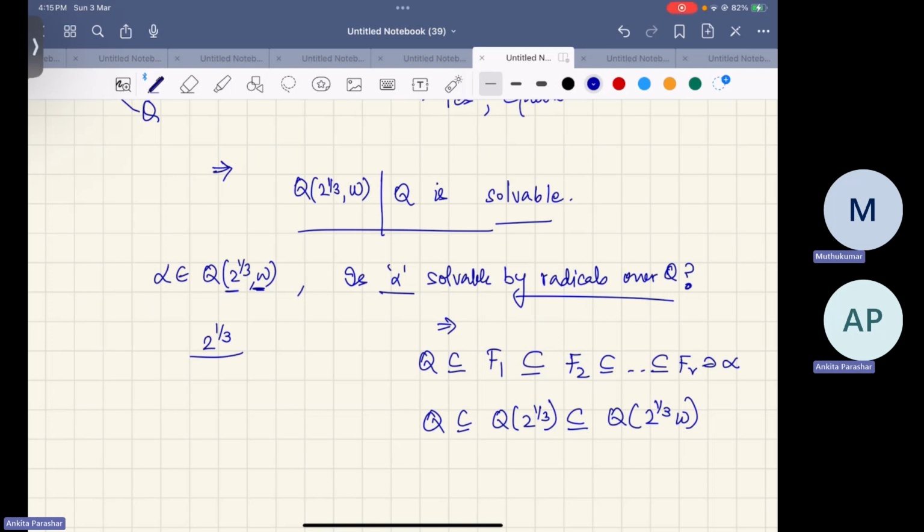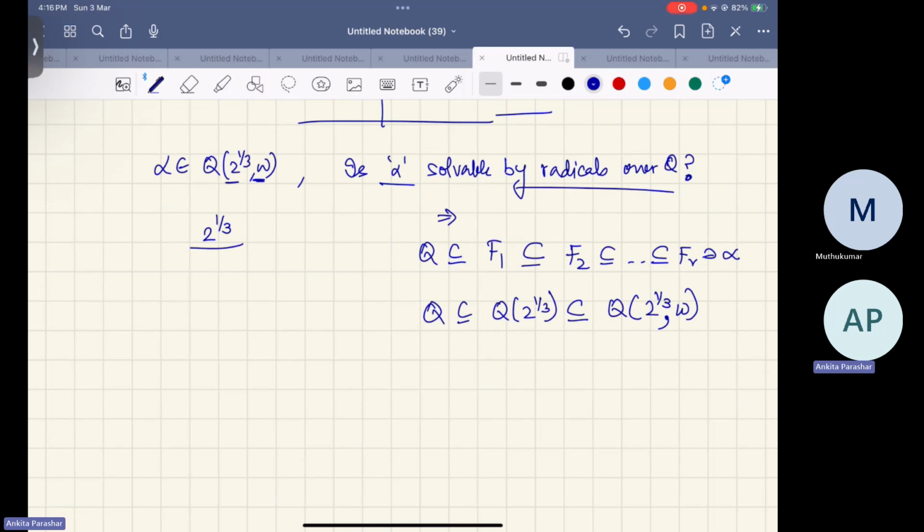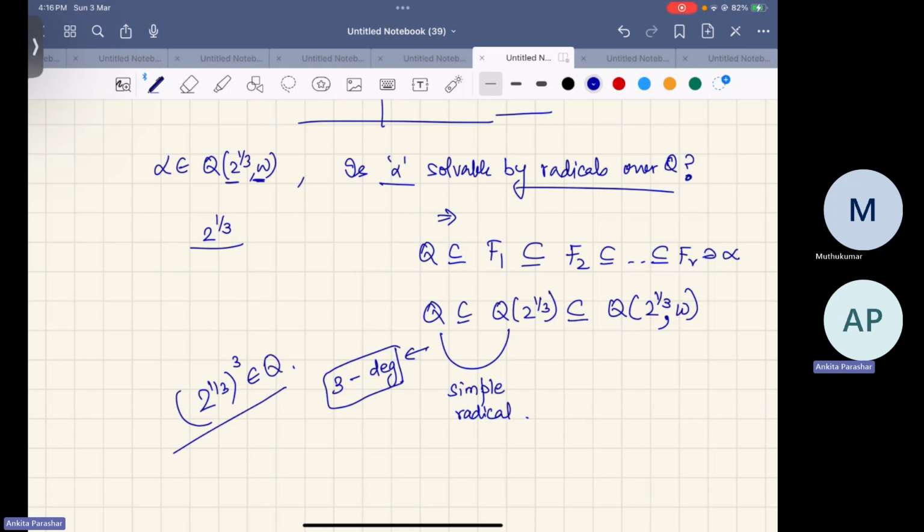Okay. So this is 2 power 1 by 3 comma omega, or 2 power 1 by 3 into omega. So this is how you are trying to say that this is simple? Is it simple? It's degree 3. Because 2 power 1 by 3, power 3, belongs to Q. Exactly right. So it's a radical and it is generated by a single element. Yes, this is a simple radical.